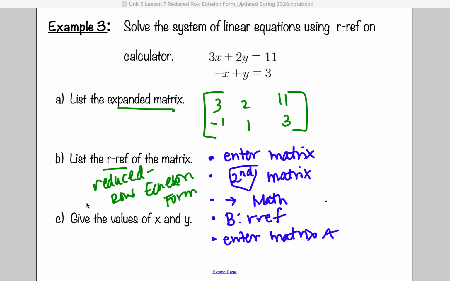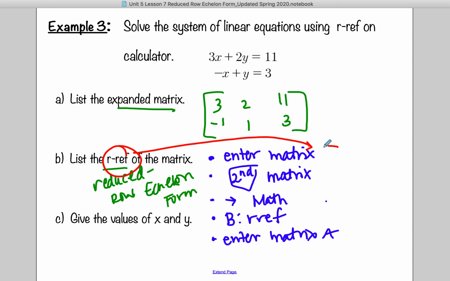So for part B, list the reduced row echelon form matrix. It is, off our calculator, 1, 0, 0, 1. And I think the answer was 1, 4. So that'd be your RREF matrix. And then our solution, this is X and this is Y. So I have 1, 4.